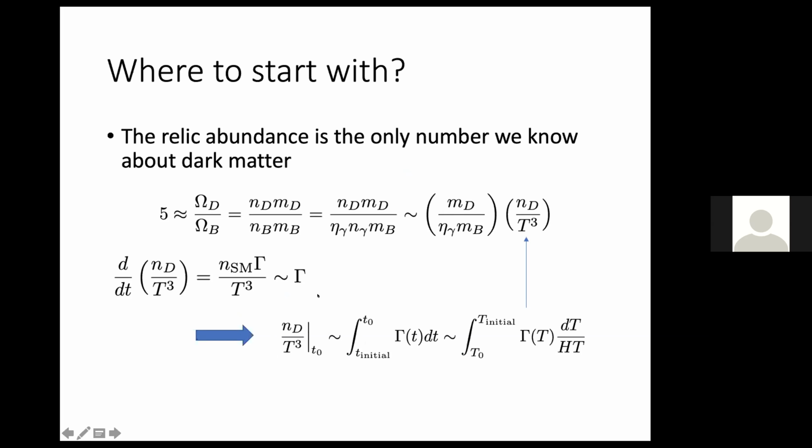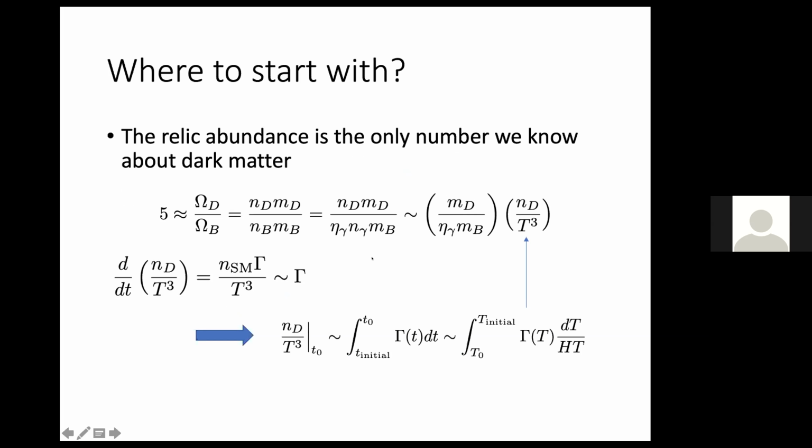Excuse me, what is eta gamma in your formula? Yeah, because this n_B is related to n_gamma through this eta. And n_gamma we know is a known number, so it's related to the CMB temperature. Oh, okay. Yes. Thank you.